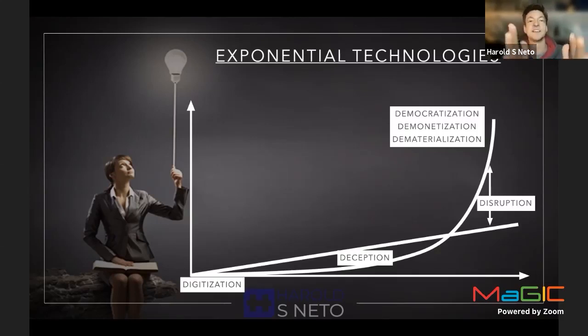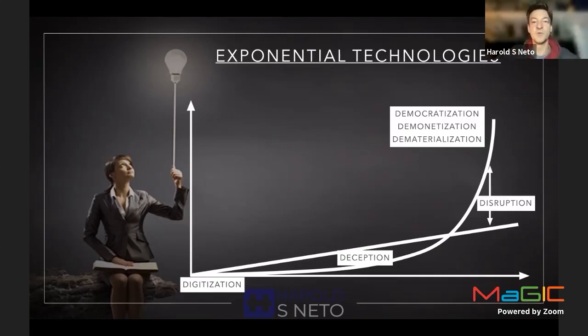And I ask you, think about yourself. What is your business digitizing? That's the first question you need to ask. Then you need to understand, are you exploring a technology that has already gone through the deception phase, or are you the one building this technology that is going through a deception phase? You need to understand that. And finally, you get to the disruption almost anyway, okay?